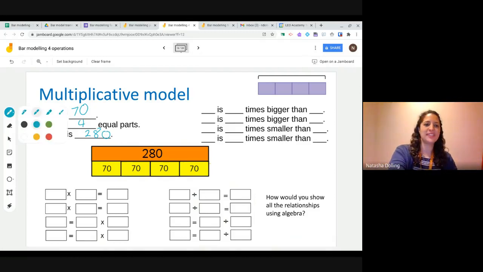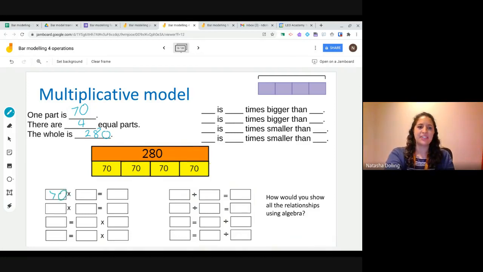Okay, we've got some answers coming in. Let's start writing them up. So fairly standard, the first ones, nothing too tricky, hopefully. 70 times 4 equals 280, or 4 times 70. Sorry, 4, yes, so 4 times 70 equals 280. Then we've got 280 equals 70 times 4, or 280 equals 4 times 70.